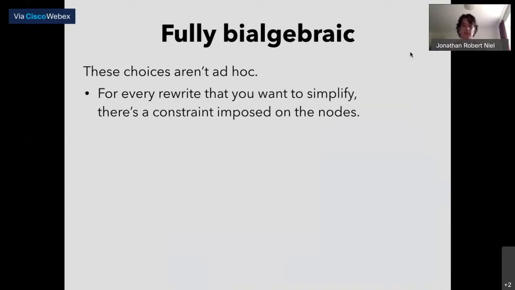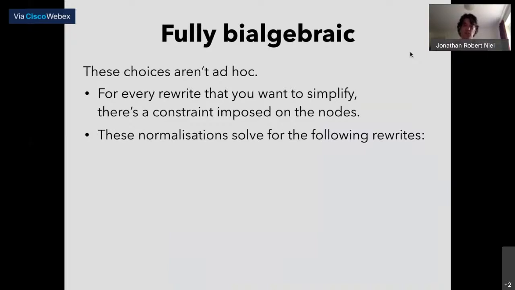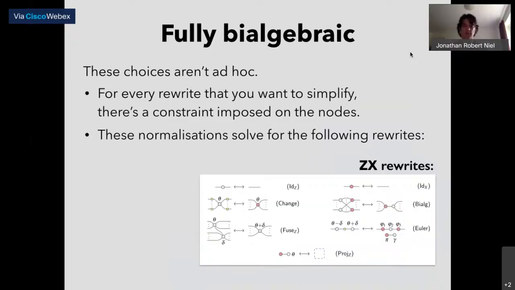For every rewrite rule that you would like, if you take an idealized form that's free of scalar gadgets, then the soundness of that rewrite rule represents a constraint on the possible models for which it would be sound. And the normalizations that I've described here solve for the following rewrite rules. For the ZX calculus, this is not all of the rewrites that I have. There are a handful more, but these are the important ones.